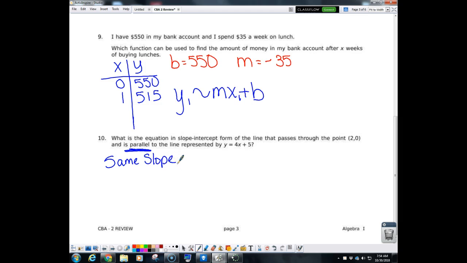Okay, the slope of this is what? M is 4 next to the x. So the slope of my line is going to be 4 as well. And they give me a point. So this is x1, y1, right? So now I can type it in. Y minus y1 equals m times the quantity x minus x1.